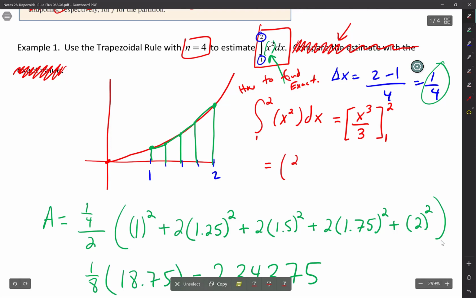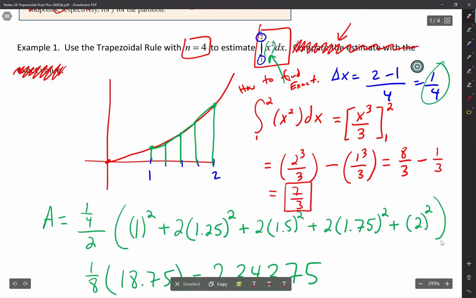I'm going to plug in a 2. So here it is: 2 cubed over 3, close it, minus, so it's upper minus lower. Open it again, and now I'm going to plug in a 1. 1 cubed over 3. Now we need to have a whole lesson, but there it is, pretty much. We will talk about why it works later on. So 2 to the 3rd power is 8, so 8 over 3, minus 1 to the 3rd power is 1, so 1 over 3. 8 minus 1 is 7 over 3. This is the exact area.